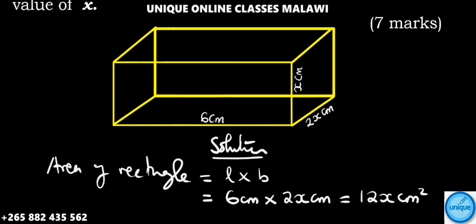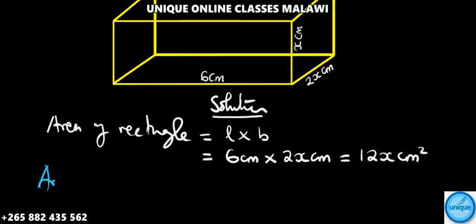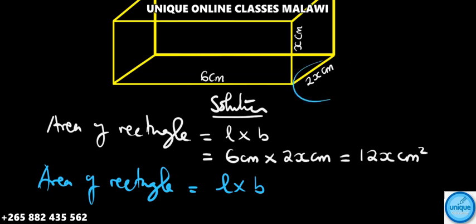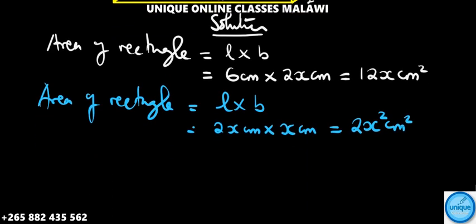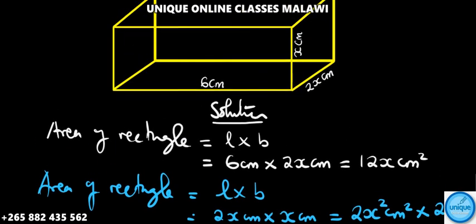We are done. Then next, we find the area of this side here, whose length is 2x and width is x. Area of a rectangle is length times breadth, so 2x centimeters multiplied by breadth x centimeters. The product is 2x squared centimeters squared. That's the area of a single rectangle. Since the east and the west are the same, we multiply by 2, and the answer we get is 4x squared centimeters squared.